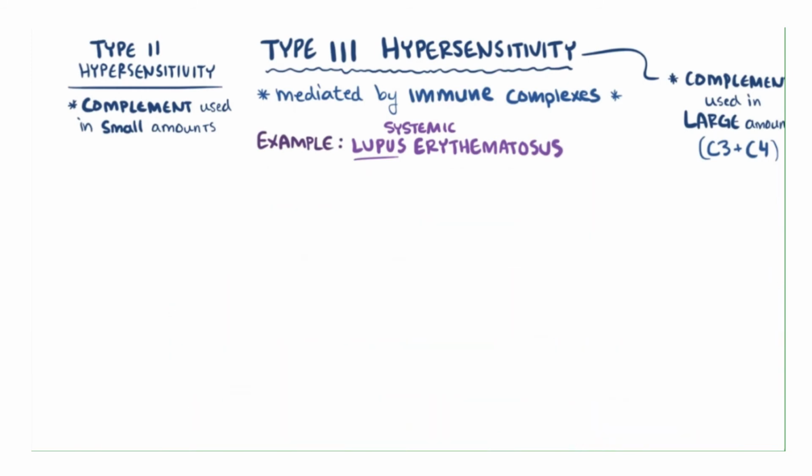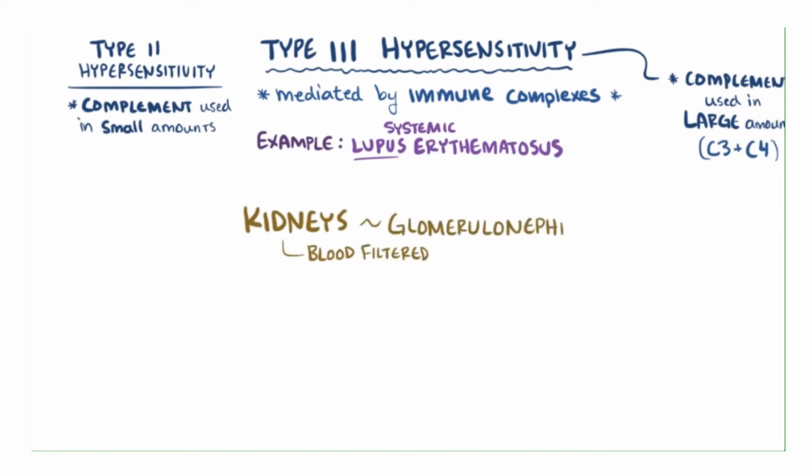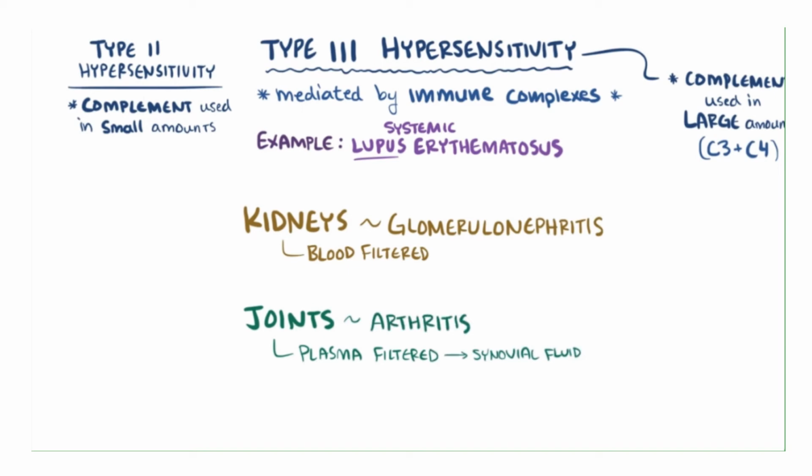This most commonly takes place in areas like the kidney, where the blood's being filtered, causing glomerulonephritis, as well as the joints, since blood plasma is being filtered to produce synovial fluid, and this causes inflammation of the joints, or arthritis. And this brings up a third major distinction between type 2 hypersensitivity, where clinical symptoms correspond to the tissue where antibodies attach to and destroy cells, and type 3 hypersensitivity, where clinical symptoms correspond to the tissue where immune complexes are deposited, not where the immune complexes are made.